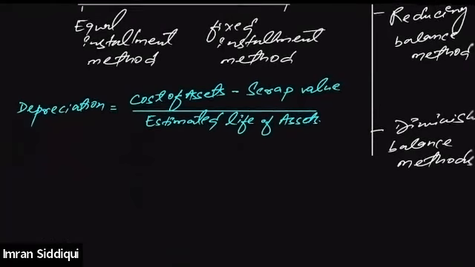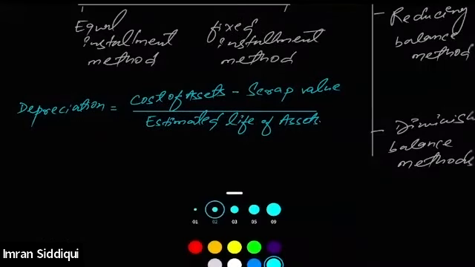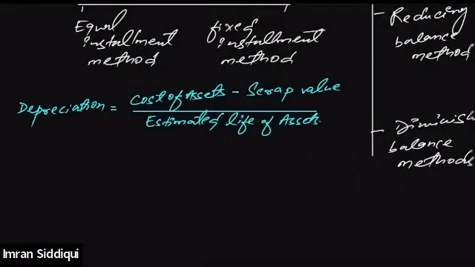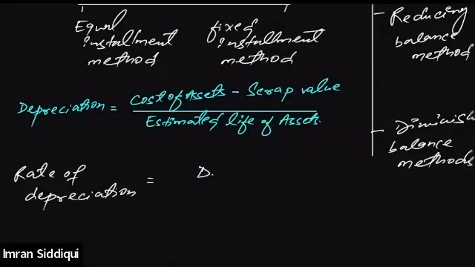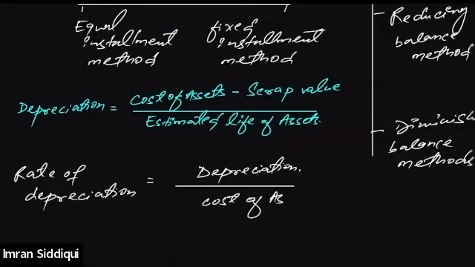Sometimes the question asks you to find out the rate of depreciation. Apart from the amount of depreciation, the question also requires you to find the rate of depreciation. In that case, the formula will be the amount of depreciation that we calculate by applying the above formula, divided by the cost of asset, multiplied by 100. We will get the rate of depreciation.